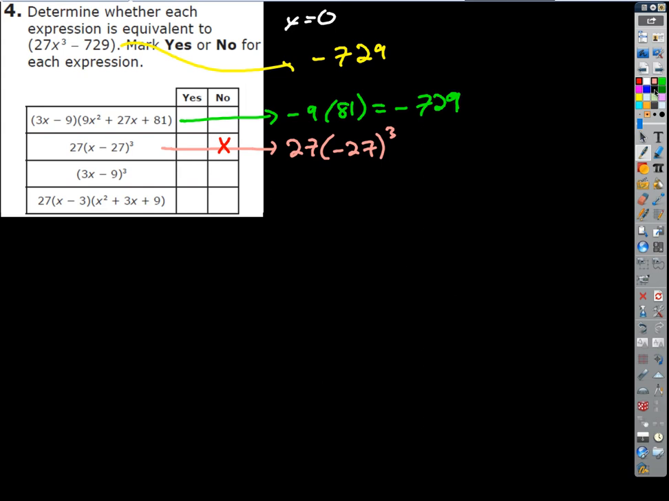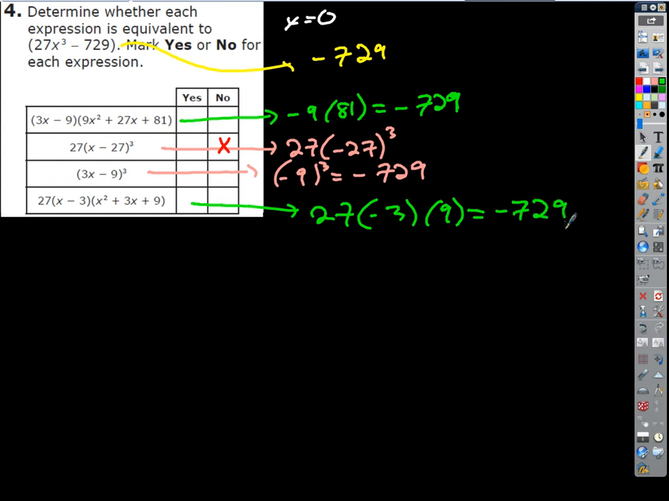How about this one? If I plug in 0, I'm going to get negative 9 cubed, which is negative 729. So that one's still in the running. And then how about down here? If I try this one, I'm going to get 27 times 0 minus 3 times 0 plus 0 plus 9, and that also gives me negative 729. So it worked for 0, but now we'd want to check another number.